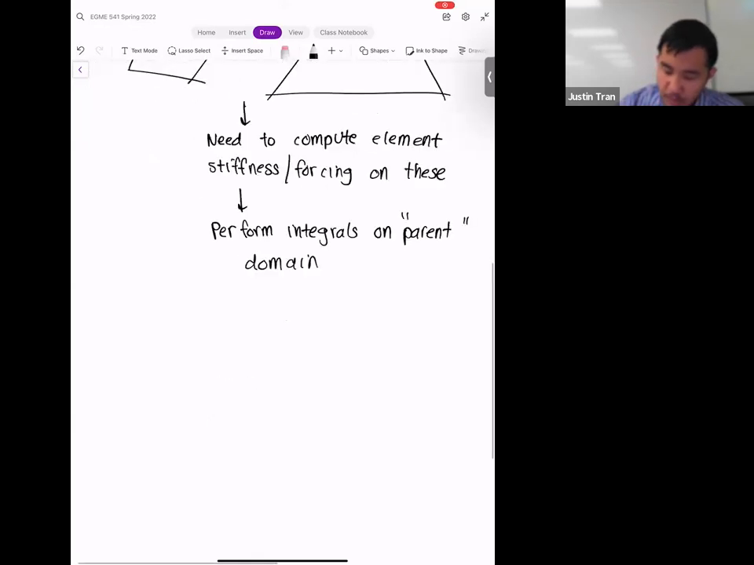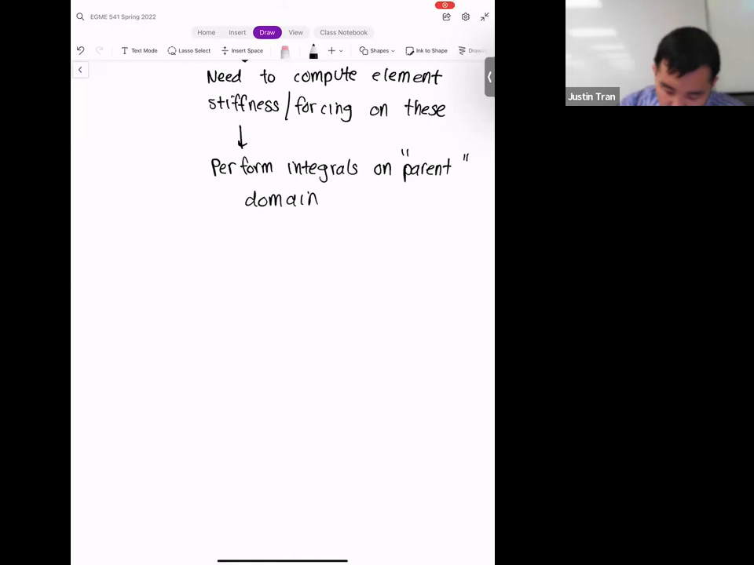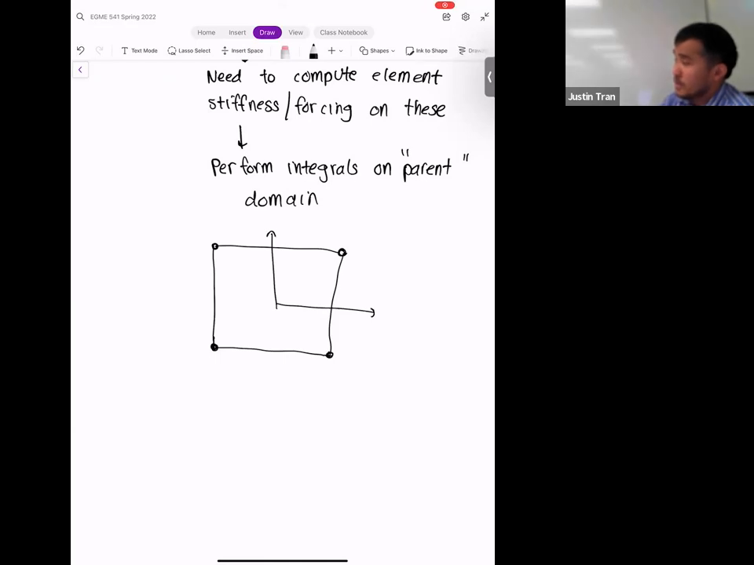So for a four-node quad, we have the parent domain that looks something like this. We have a square domain with all right angles. The origin is placed at the center of the square. We call the x-axis epsilon, and we call the y-axis eta. The vertices of this square are given by different multiples of 1 or -1.